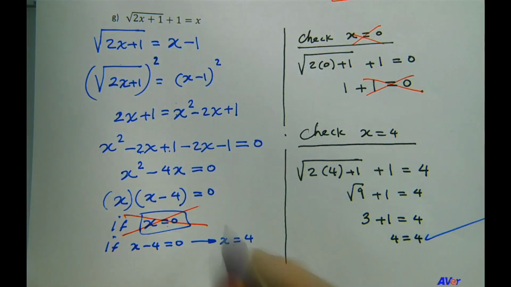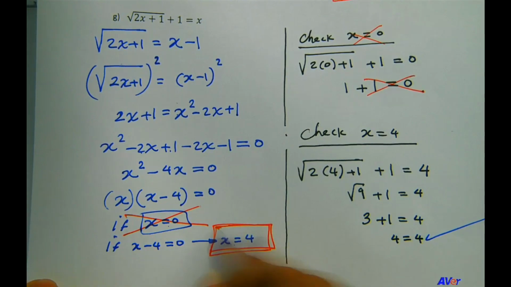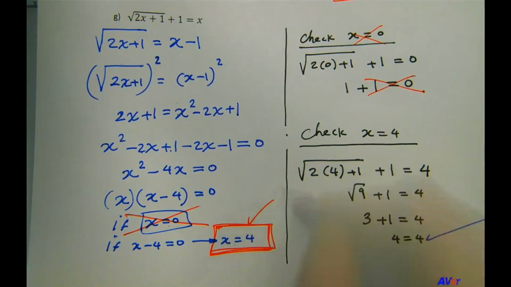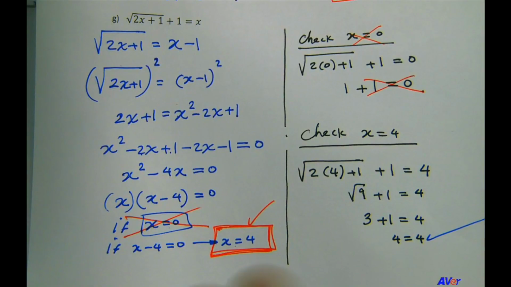So this one is the only answer that is acceptable for us. Okay? And we checked it and it was okay. So you see why it's important to check your answer when you're solving rational expressions and radical expressions. Okay.